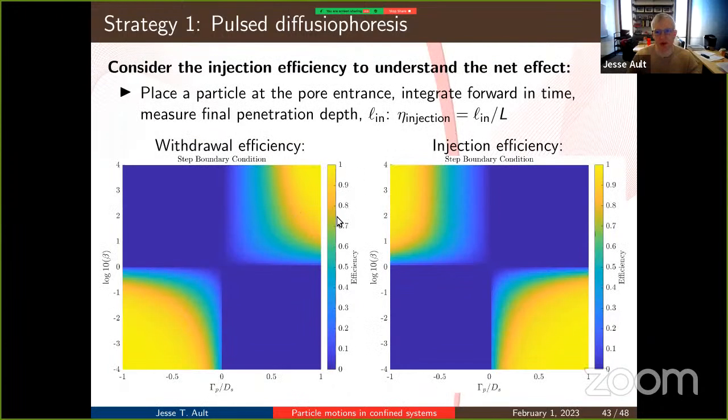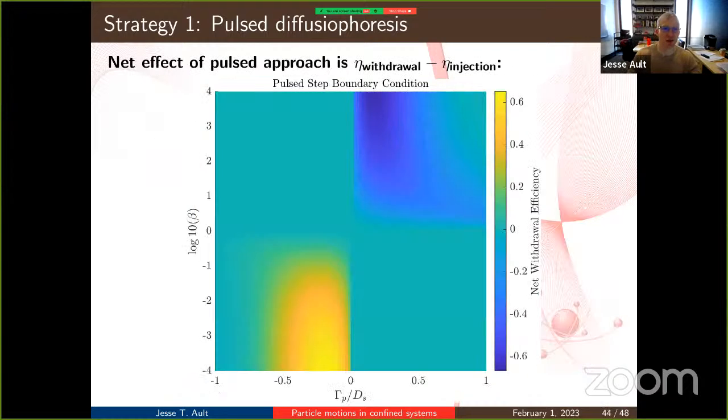In order to figure out the injection efficiency, you could do exactly the same thing: place a particle at the pore entrance, but now integrate forward in time and see where it ends up in the pore. How far does it actually penetrate into the pore? And so this is what we've done here. If you want to calculate the net effect of this pulsed approach, you have to subtract the injection efficiency from the withdrawal efficiency, which is done here. So this is the net efficiency of one cycle of flipping from high to low to high.